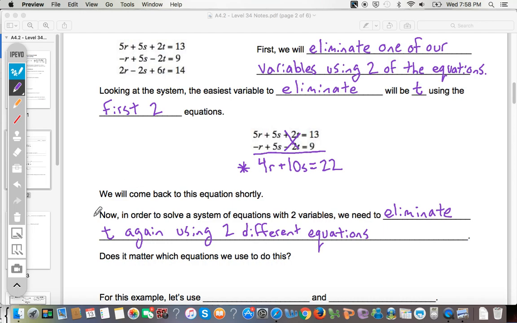Okay? And does it matter which equations we use to do this? No, it doesn't. And why is that? Because we are dealing with a system of equations, of course.